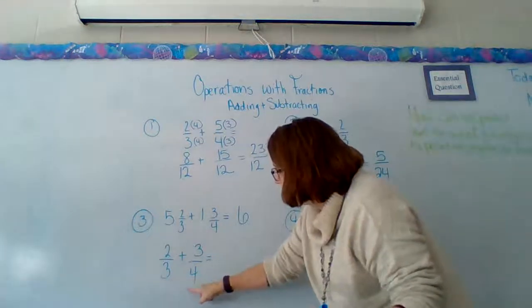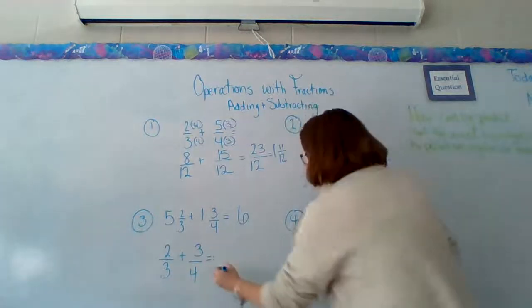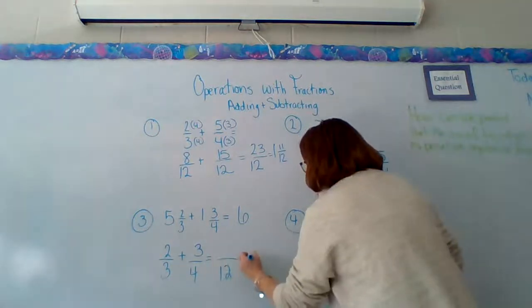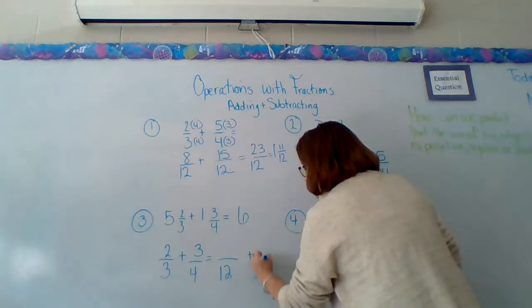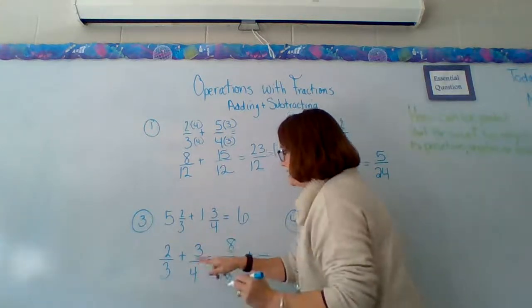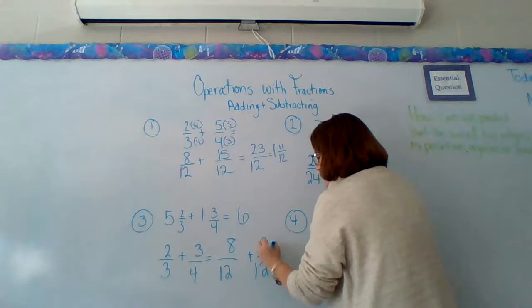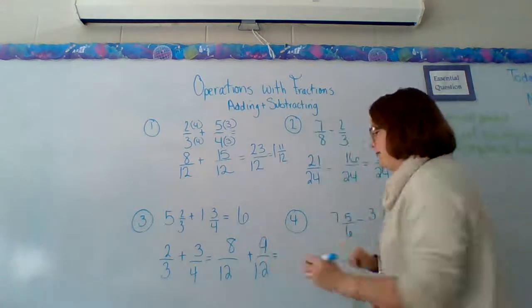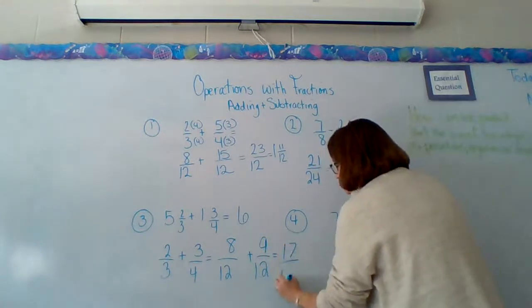I'm going to multiply my denominators together to get 12. So both fractions will have a denominator of 12. Then I'm going to do 2 times 4. That gives me 8. And I'm going to do 3 times 3, which gives me 9. And now I have 17/12.